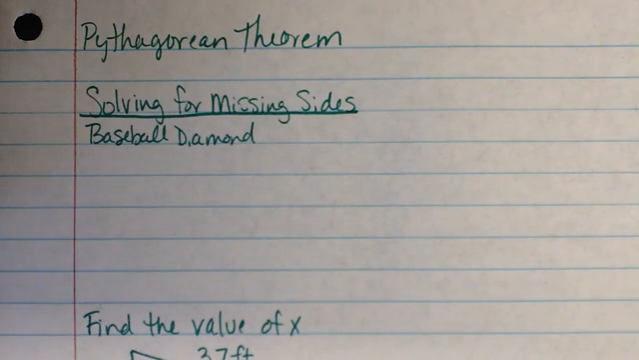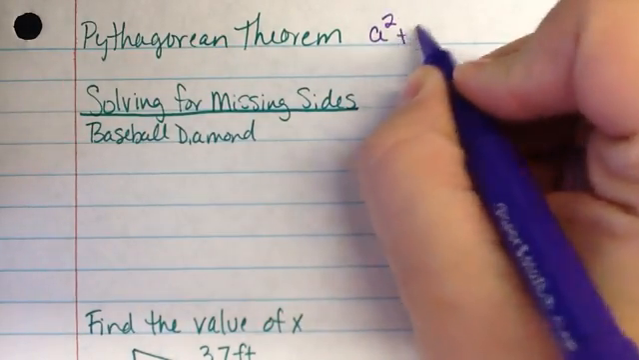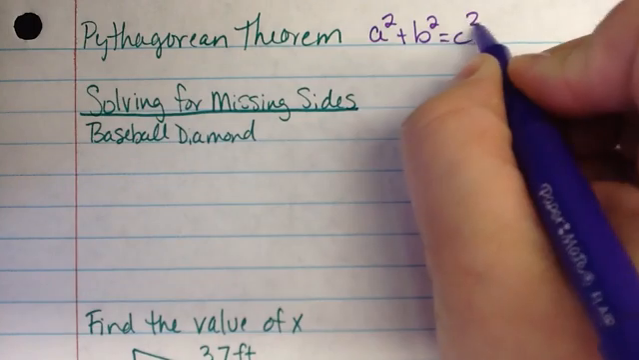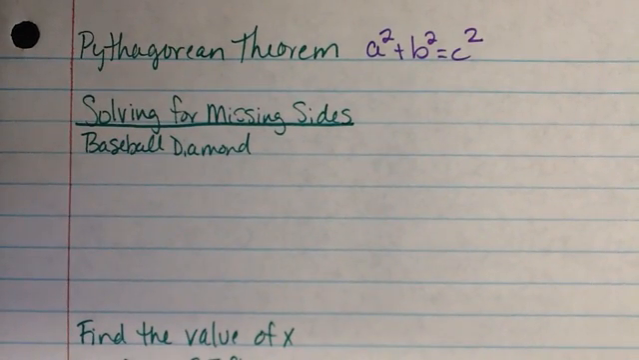So we're going to start with the Pythagorean theorem. Okay, so the Pythagorean theorem is a squared plus b squared equals c squared. We talked about that a lot during that unit. And we're going to look at solving for missing sides. And we're going to look at a baseball diamond. I'm going to read you the problem.